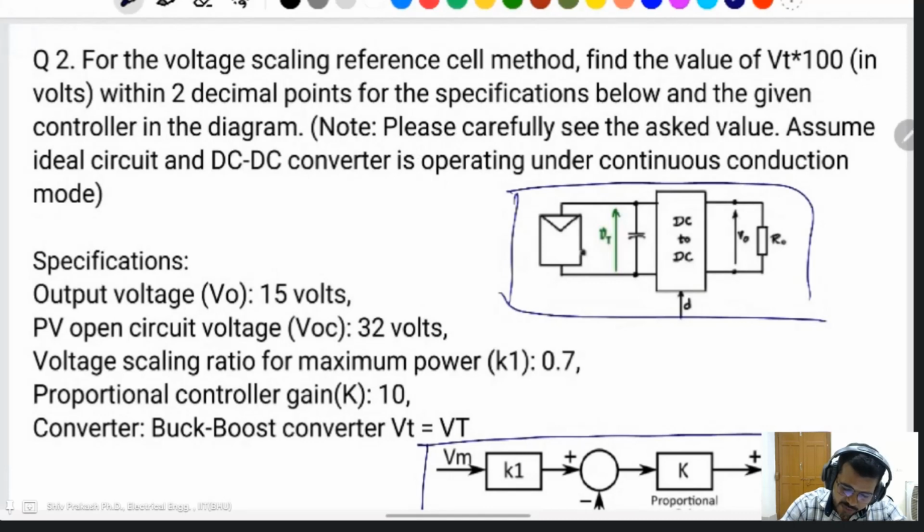Note that please carefully see the asked value. Find the value of Vt into 100, the terminal voltage into 100. Then assume the ideal circuit and the DC-DC converter is operating under continuous conduction mode. This converter is in continuous conduction mode with ideal operation. This problem is already solved. Okay, fine.